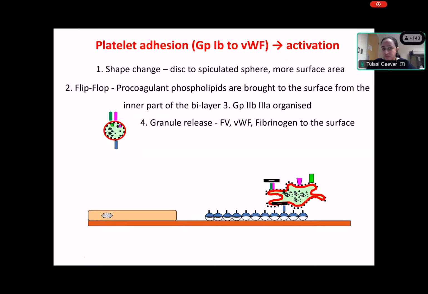Now, when platelets get activated, there are 4 changes which happen. One is a shape change. Platelets are small disc-shaped structures. They develop pseudopodia, becoming a spiculated sphere. This becomes important because it increases the surface area of the platelets. If you remember, according to the cell-based model, all coagulation occurs on the surface of the platelets. The more the surface area, the more is the area for the coagulation to occur.